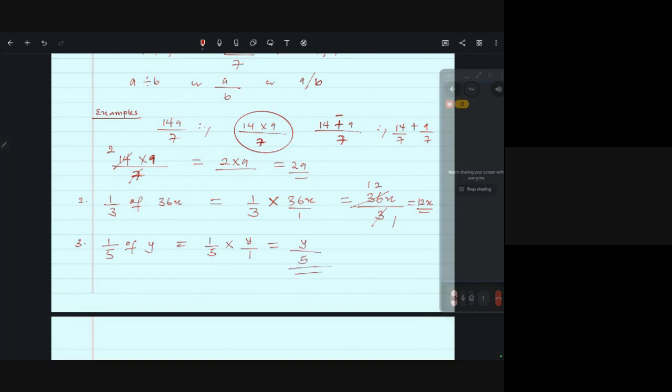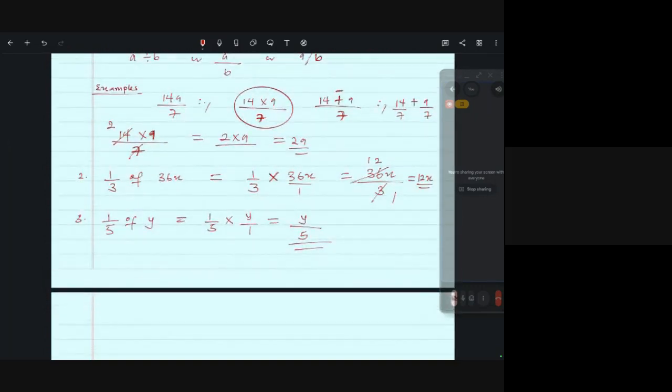Since there's nothing that can divide, y cannot divide 5, and 5 cannot divide y, our answer is just y over 5. That's our answer. So these questions are meant to be simplified until you can't do anything again. You keep solving until you can't do anything more.